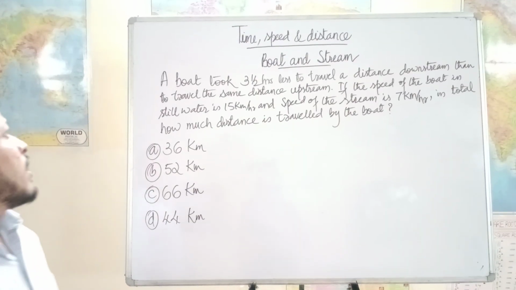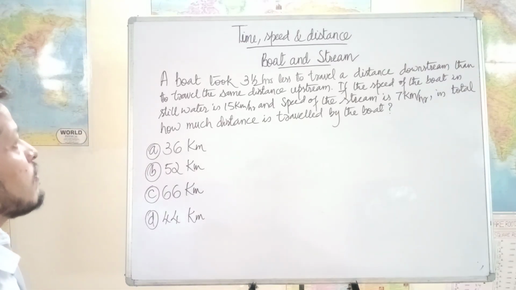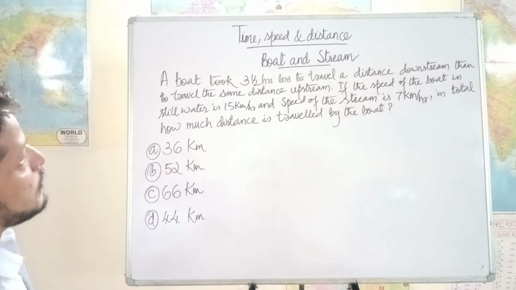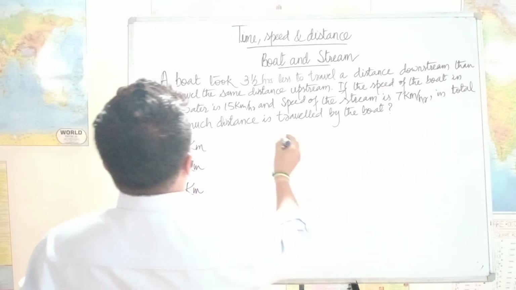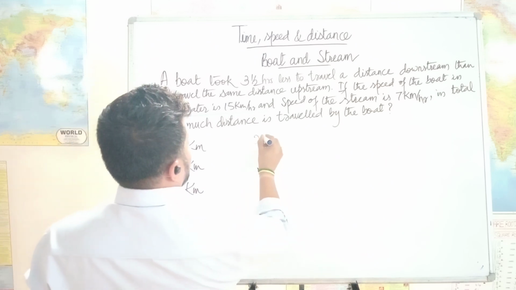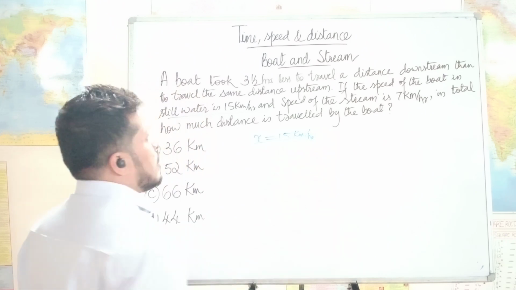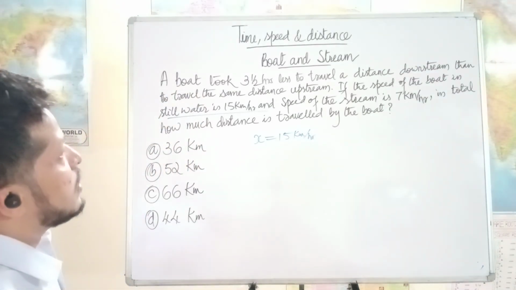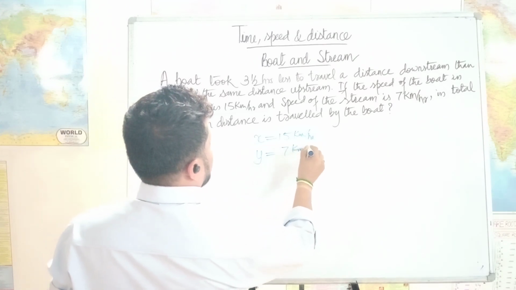The next question is, a boat took 3.5 hours less to travel a distance downstream than to travel the same distance upstream. The speed of the boat in still water is 15 km per hour and speed of the stream is 7 km per hour. In total, how much distance is travelled by the boat? See, we have speed of the boat in still water, which is x, is equal to 15 km per hour, and speed of the stream, which is y, is equal to 7 km per hour.